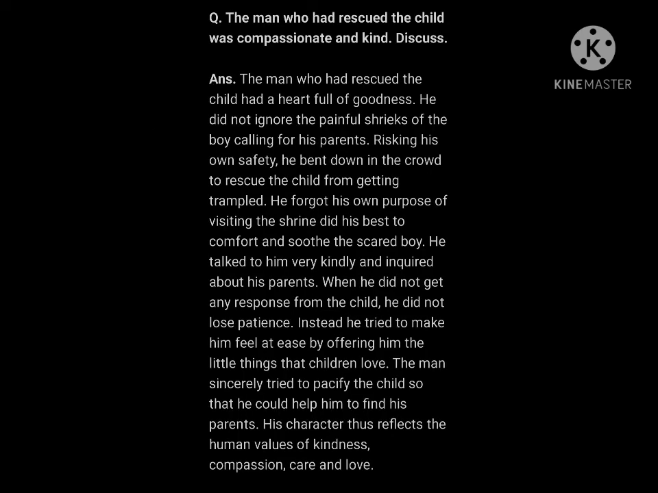Then let us look into some long answer questions. So here, first of all, we have a character sketch being done. That is, the man who had rescued the child was compassionate and kind. So one character of the man is given. You have to substantiate that answer with the incidents from the lesson. So here, the man who had rescued the child had a heart full of goodness. He did not ignore the painful shrieks of the boy. So he did not turn his head away. He did not go away when he heard the child wailing or crying. He immediately went out and saved the child.